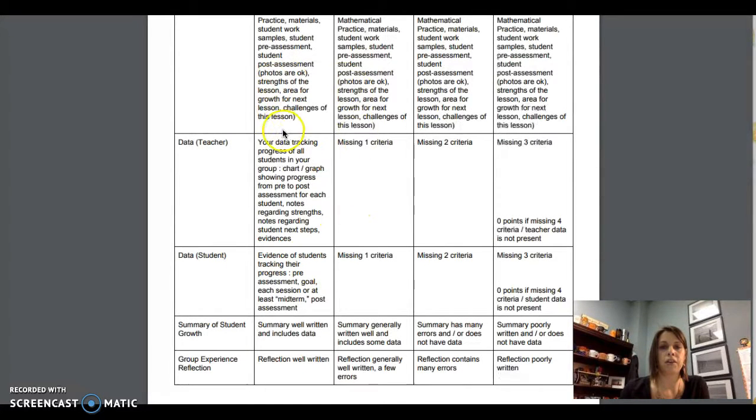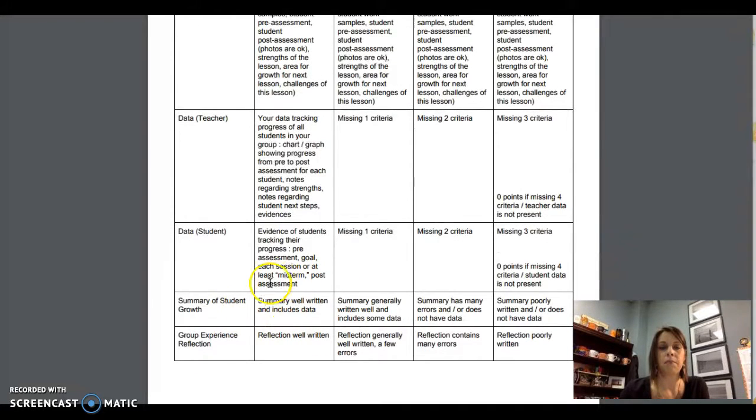Again, in the assessment notebook, you have data to track your students' progress. It should include your pre- and post-assessment data and anything in between while you were meeting. I need to see evidence of the students tracking their progress, and then you're going to write a summary including data. So what I mean by including data is, if Cooper started our group with knowing 4 out of 25 sight words, and by the end of our intervention group time, Cooper knew 23 out of 25 sight words.